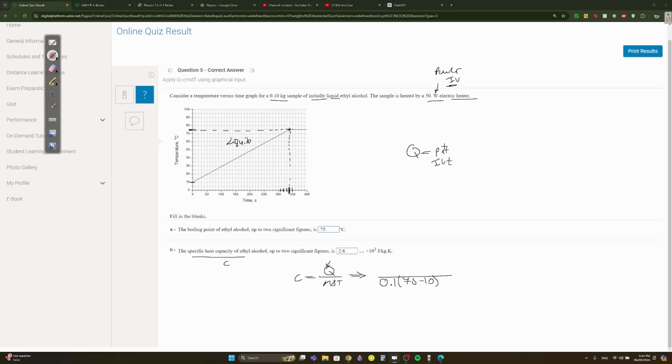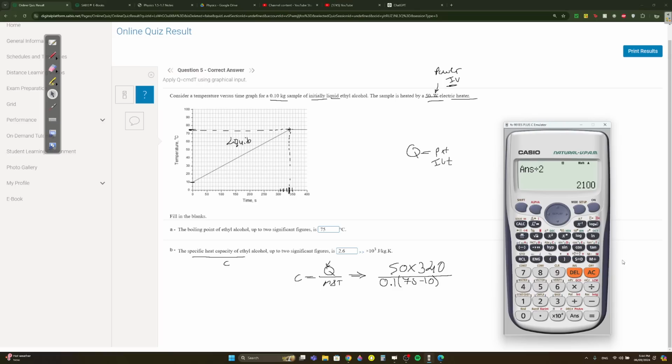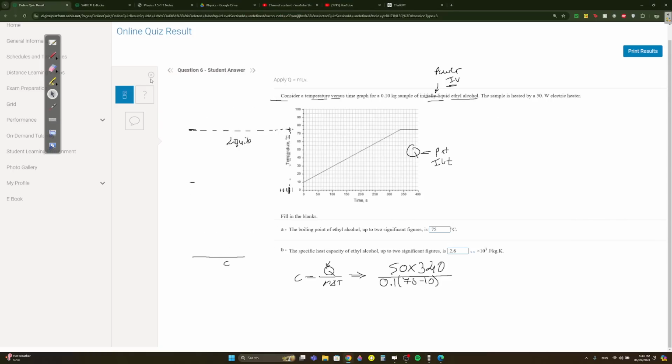So we can rewrite the Q as power times time. The power is 50. The time we said is 340. Then you solve this all, and up to 2 significant figures, you're going to get 2.6. Let's do this. 50 times 340 divided by 6.5, because 0.1 times 75 minus 10 is 65, and 65 times 0.1 is 6.5. Anyway, you're going to get 2615. They want scientific notation, so 2.615 times 10 to the power of 3, and they also wanted two significant figures, so 2.6 times 10 to the power of 3.